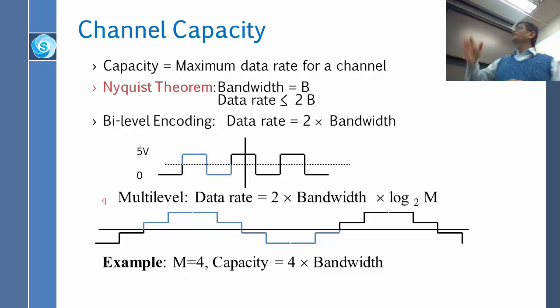So anyway, the Nyquist theorem says that you cannot get more than 2 times the bandwidth if you use bi-level coding. If you use M-level coding, you cannot get any more than 2 times the hertz rate times log base 2 of M, where M is the number of levels. Okay. Now I just gave you an example of 4 level, but you could have higher levels.